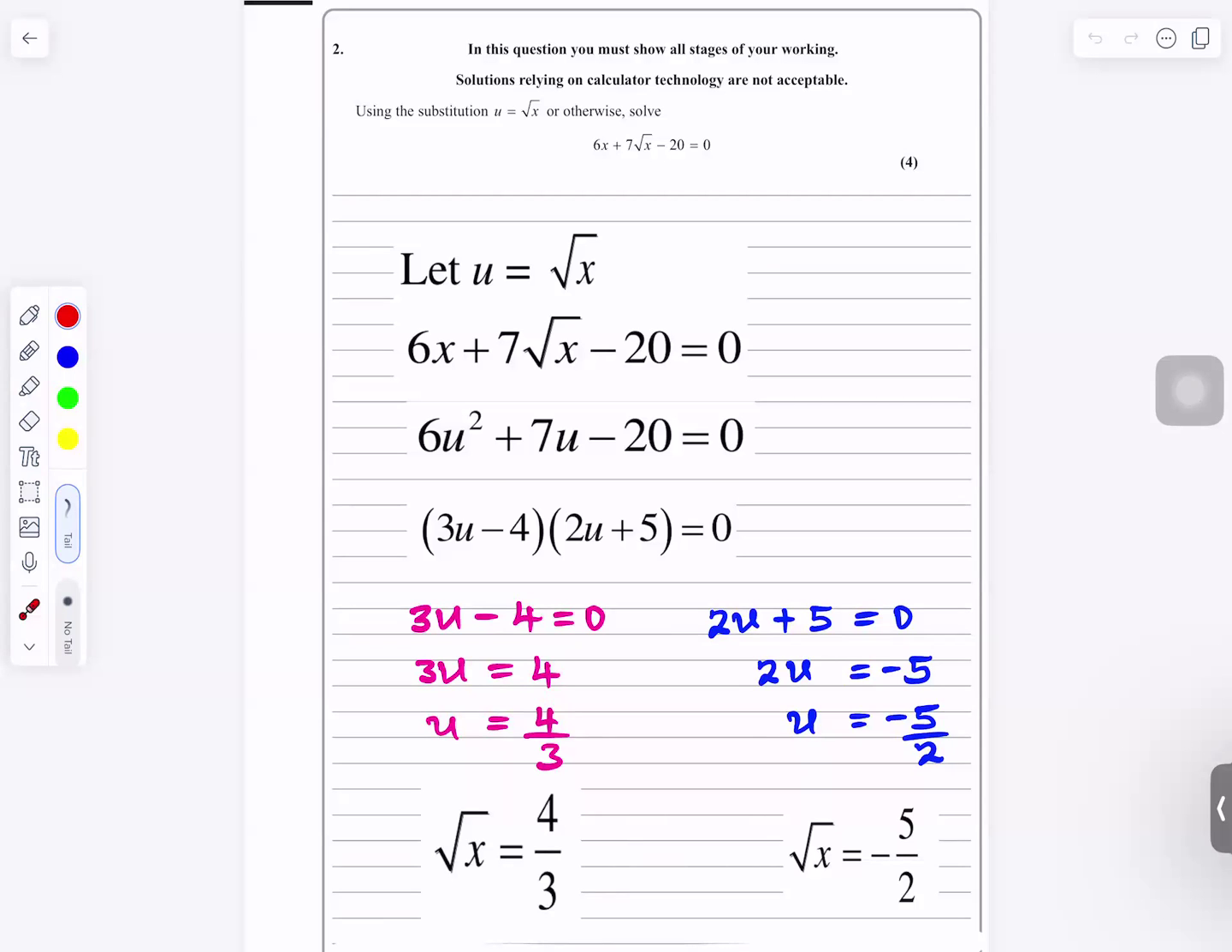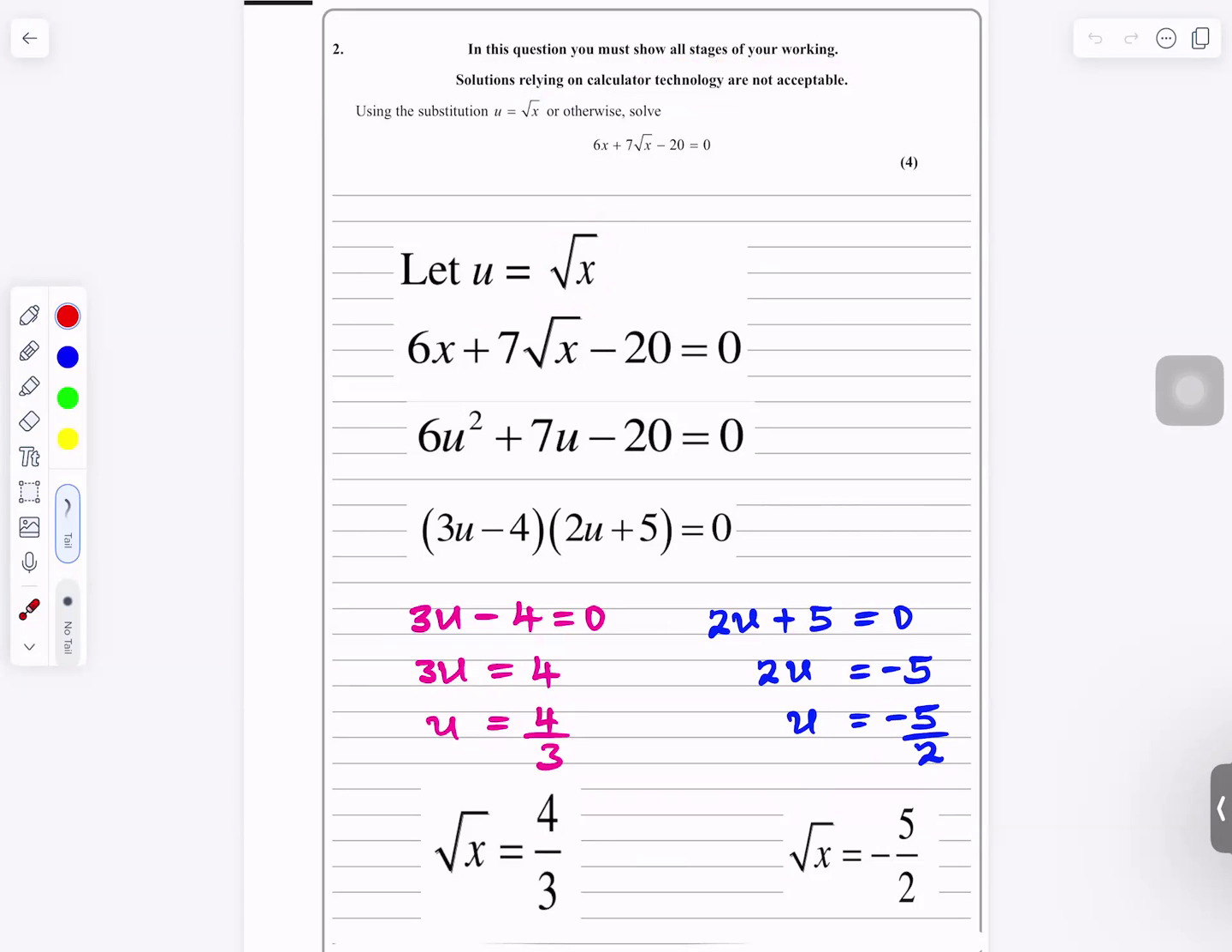Question number 2. In this question, you must show all stages of your working. Solutions relying on calculator technology are not acceptable. Use the calculator technology, but show your working. Let u be square root of x. So wherever you see x, you replace it. You replace x with u, with square root of x.